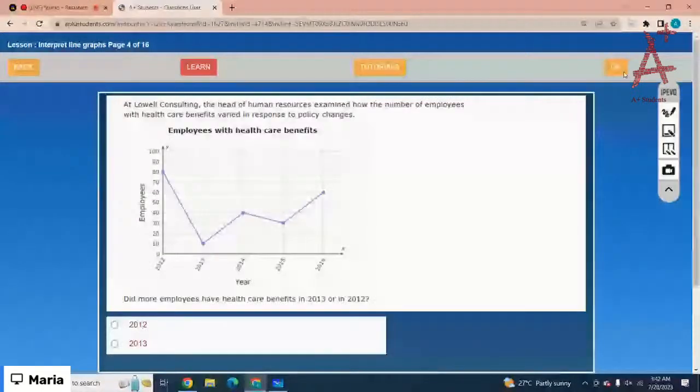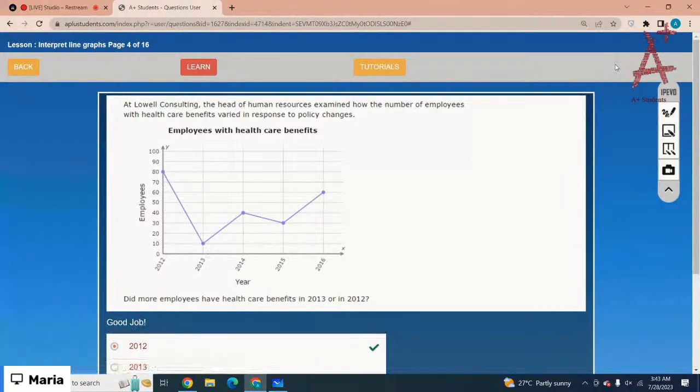At Lowell Consulting, the head of human resources examined how the number of employees with healthcare benefits varied in response to policy changes. Did more employees have healthcare benefits in 2013 or in 2012? Okay, in 2013, just 10 employees. In 2012, there are 80 employees, right? That means in 2012, more employees had healthcare benefits, right? Because in 2012 there were 80 employees, and in 2013 you have just 10 employees.